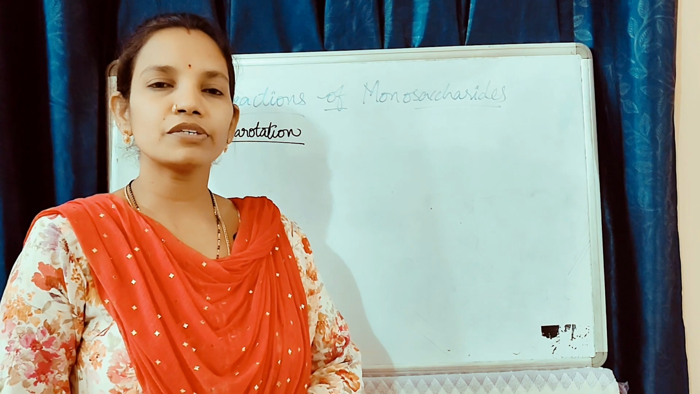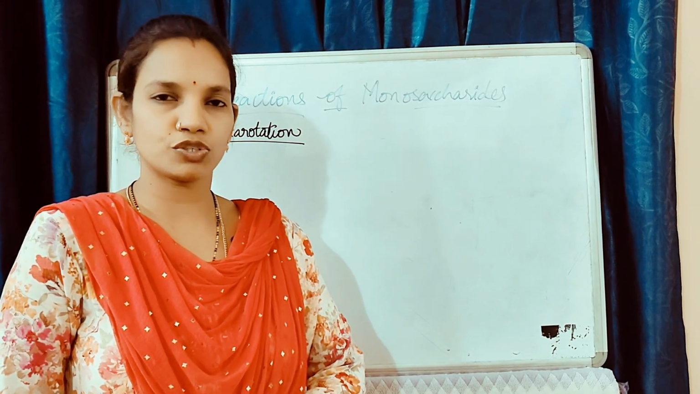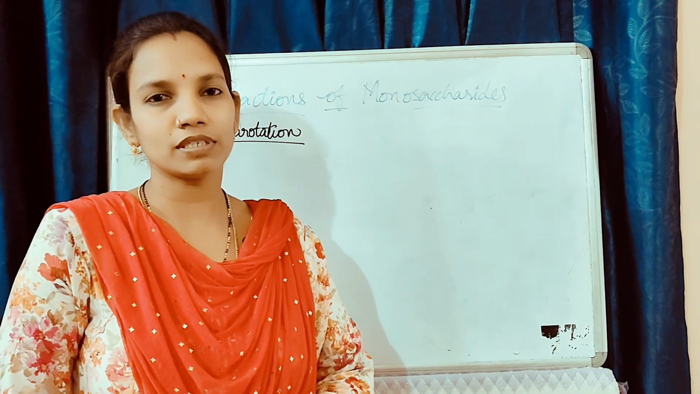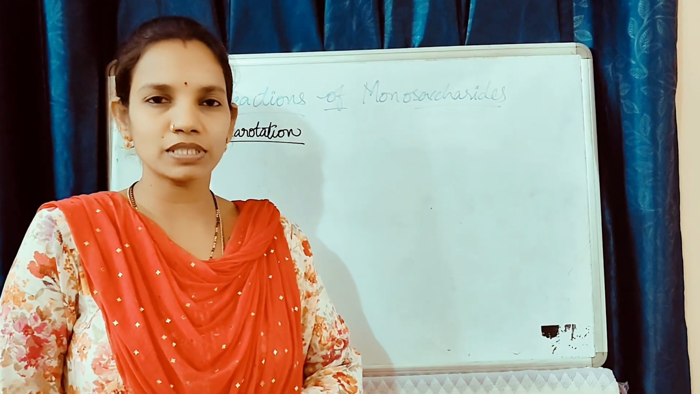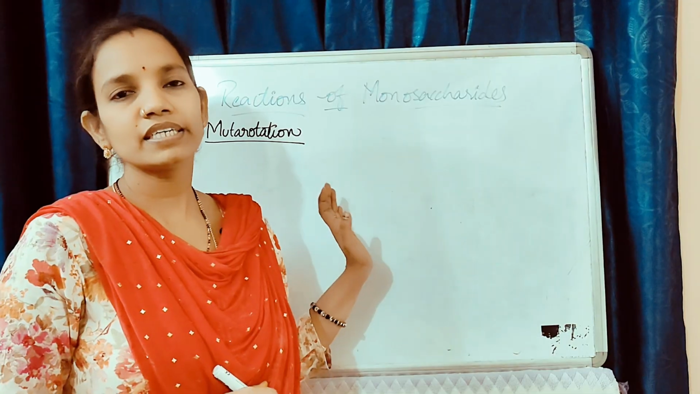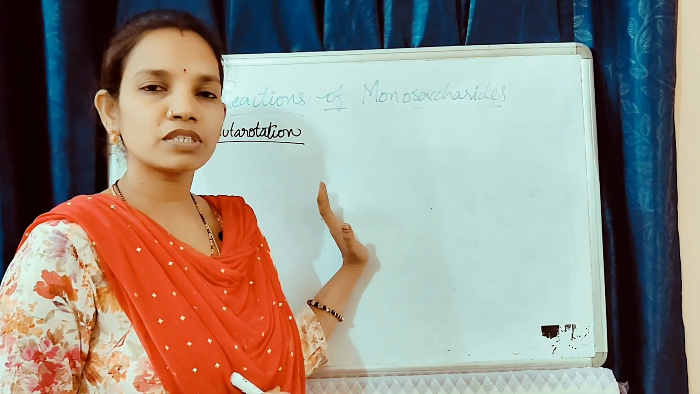What is mutarotation? It means the change in the optical rotation of a sugar solution when it is dissolved in water until it reaches the equilibrium, means a stable balance between the alpha and beta forms. Let's see in detail. Now we have seen in the definition of mutarotation, there will be a change in the optical rotation. Now what is this optical rotation again?